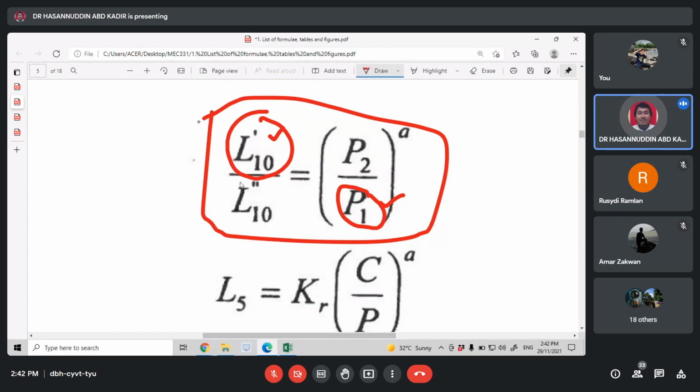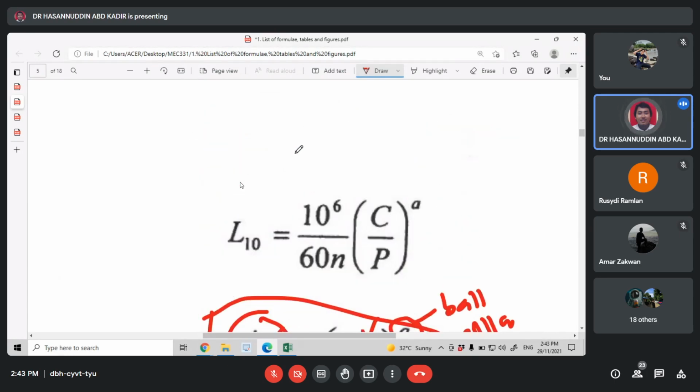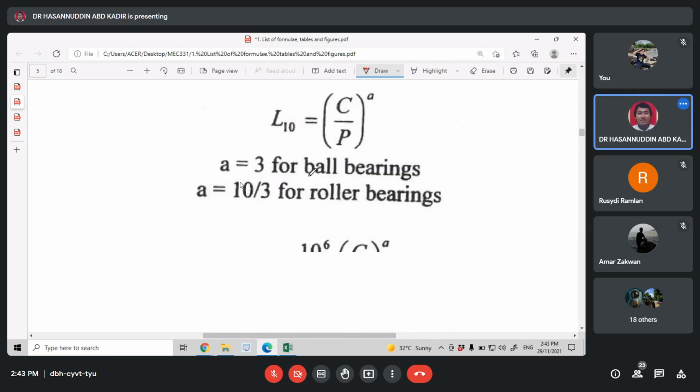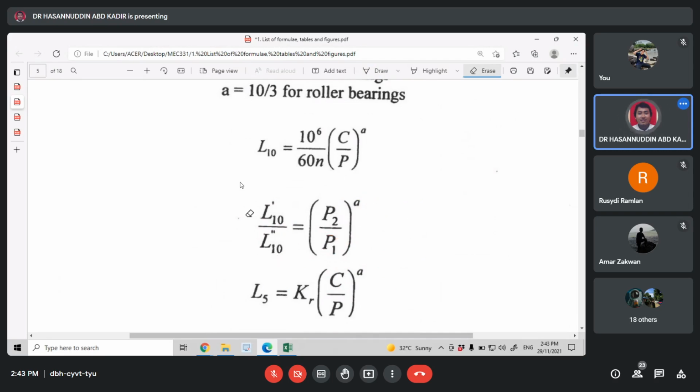So this one normally they give to you, then we need to find the value of P2, or they give you a new load, then you need to estimate how long the bearing will last, the new rating life. Later we will use a ratio. The a here does not matter whether it is a ball or a roller, we do not look at that. The value is 3 or 10 over 3. Like that, 10 over 3. Okay, based on this condition, we look at how the question is asked and we answer.